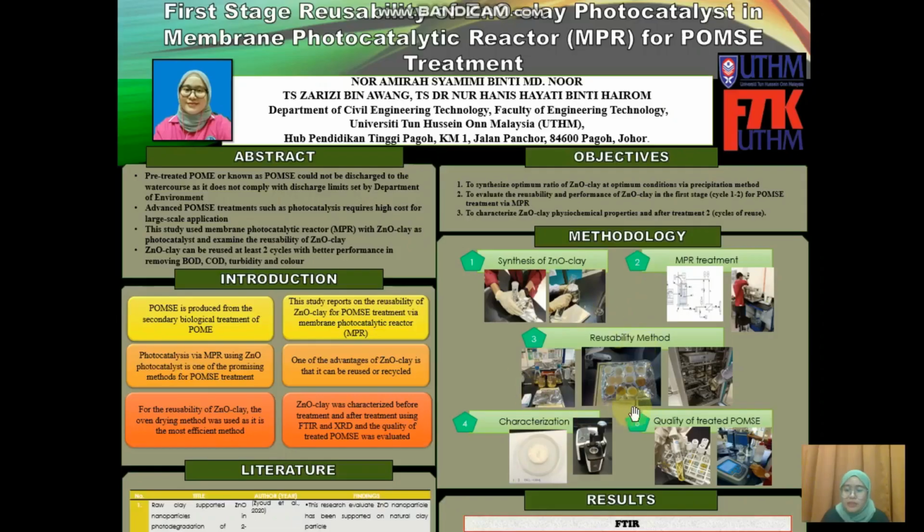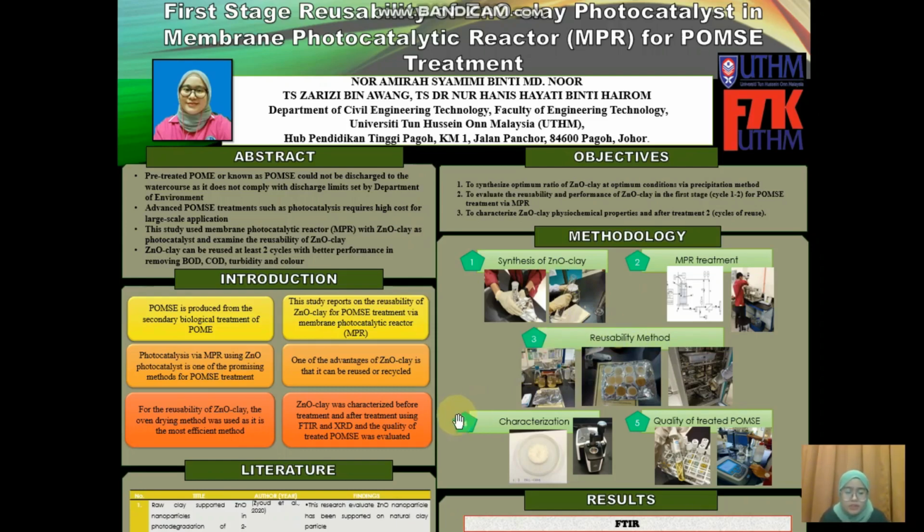For the reusability method, the zinc oxide clay with excess POME in the photocatalytic reactor will be collected and filtered, and then it will be oven dried at 100 degrees Celsius for 5 hours.